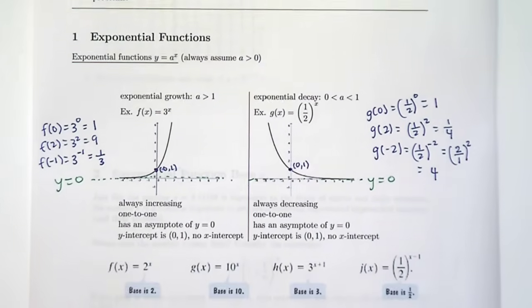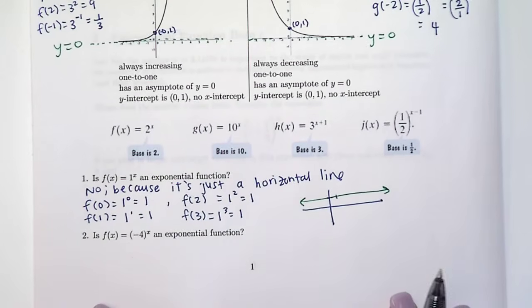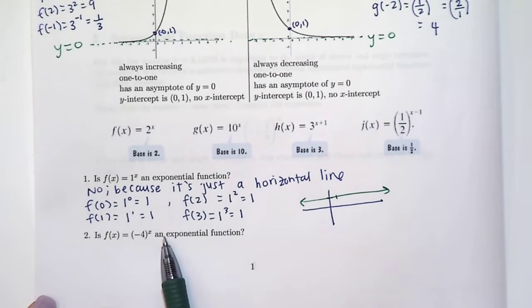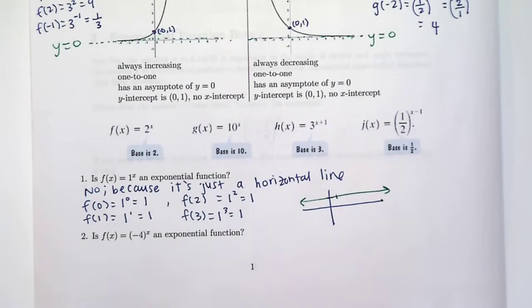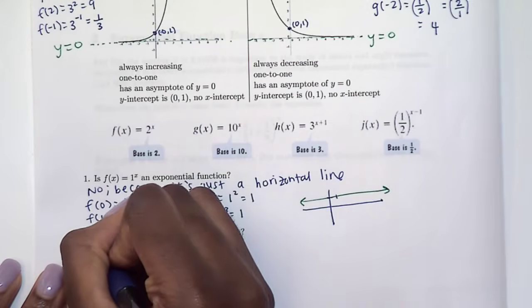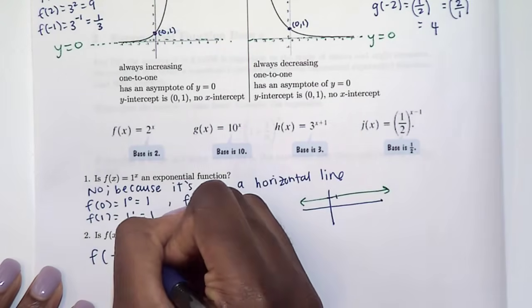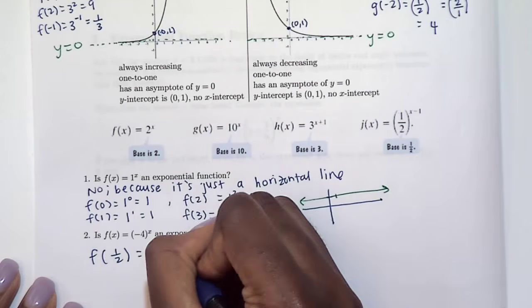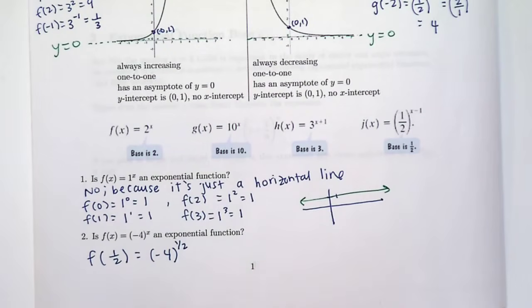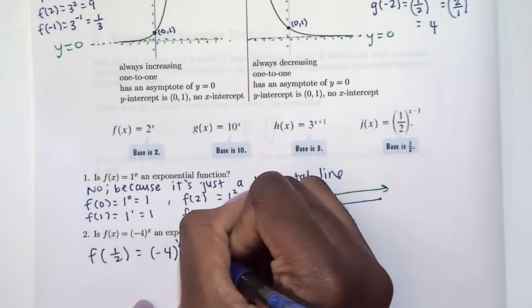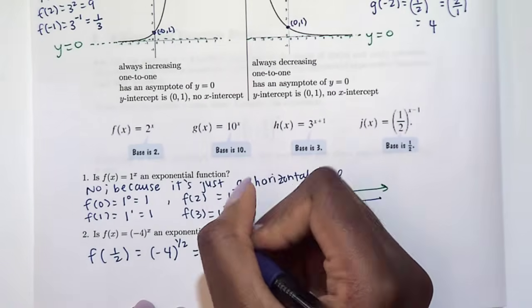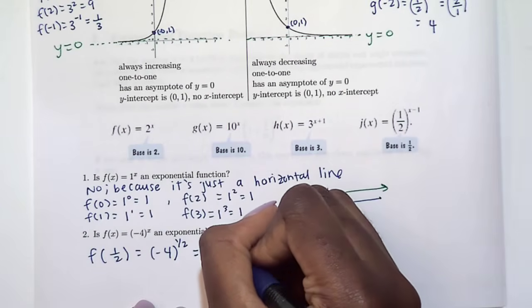Looking at example number 2, is -4 to the x an exponential function? Well, let's think about this. I want us to try f of 1/2 and see what happens. So do we know what a 1/2 power means? That's the exact same thing as the square root. So raising something to the 1/2 power is the same thing as taking the square root of that number.